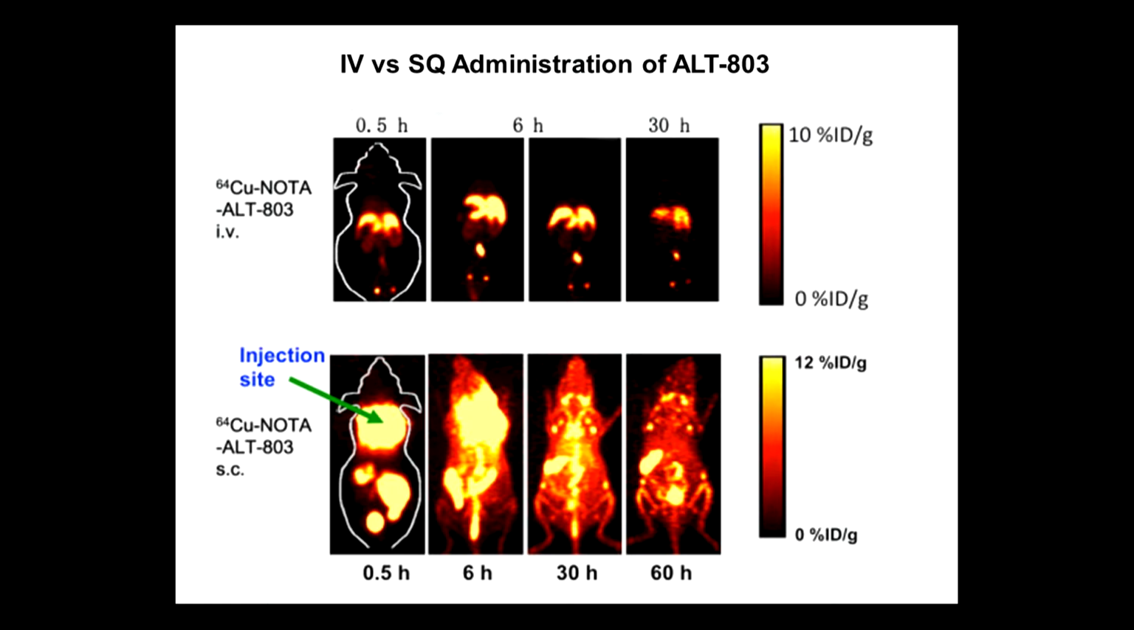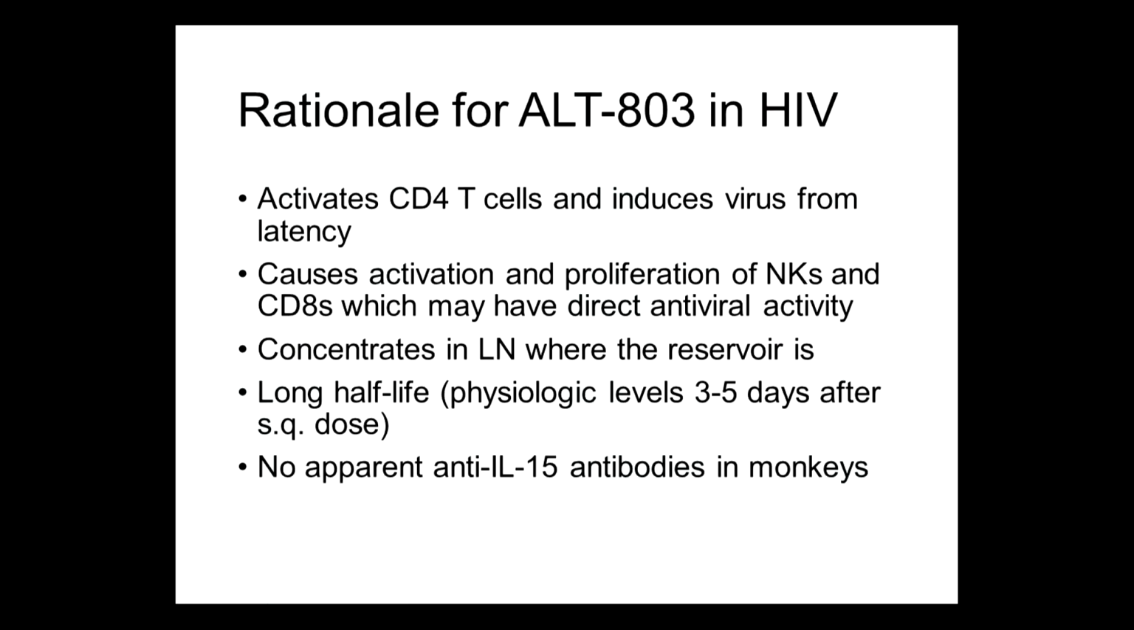So this is the rationale for ALT-803 and HIV. It activates CD4 cells. It causes activation and proliferation of NKs and CD8s, and concentrates in the lymph node. It's got a long half-life when given sub-Q, and at least in monkeys so far, there have been no antibodies generated against IL-15. Here's our protocol.